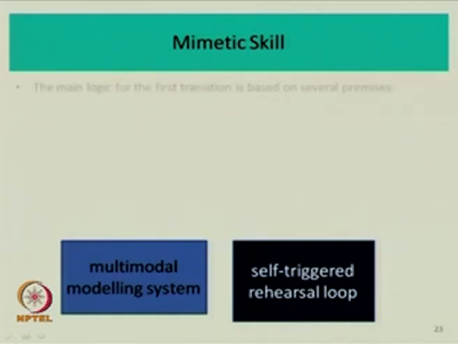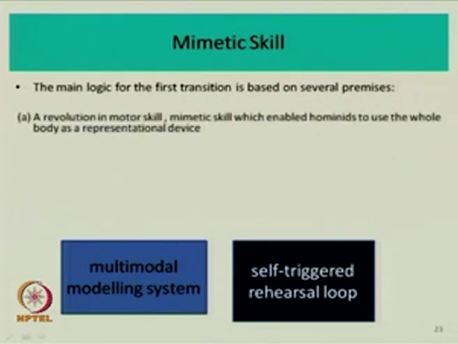Now, therefore, we see that the main logic for the first transition is based on several premises. That is a revolution in the modeling system, right? Hominids were able to use the whole body as a representational device. Okay, to mime or to imitate things using the entire body.